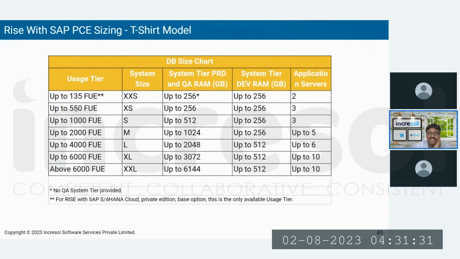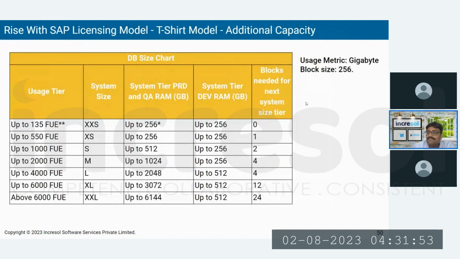And you might get a question like, suppose my FUEs are 60 only, but my data footprint is 512 GB, or beyond that. What is the option available? For those types of cases, you can still go with the XS only, and you have the option to increase the RAM. That is called an add-on line item to your BOM. It comes with a block size of 256. That means you can increase the RAM in 256 GB multiples.